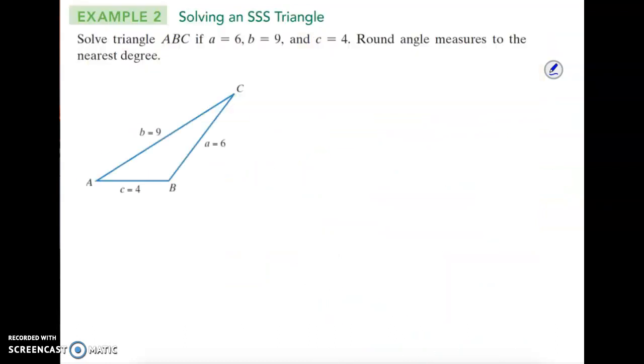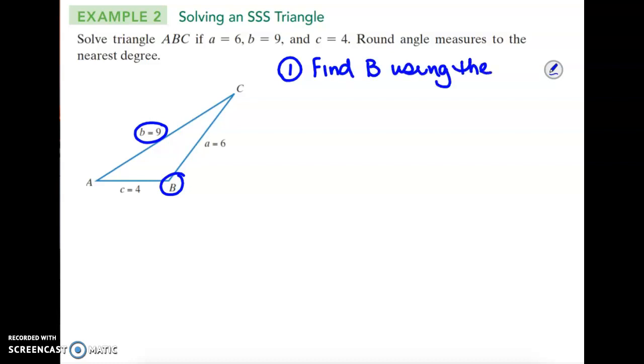Okay, so here's our example 2. We have a triangle ABC. We have three sides that are given to us. We have a side, side, side triangle. We start with our longest side, which is 9. And we want to find the angle B that it's opposite to. So step 1, find B using the law of cosines.